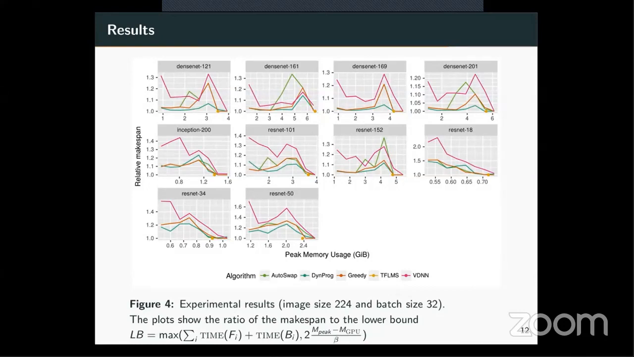TFLMS is represented only by one dot because it crashes for the lower memory cases. The plots clearly demonstrate the advantages of our suggested methods over the previously known state-of-the-art. The dynamic programming approach shows the best performance as it is based on the relaxation which is the closest to the main problem.